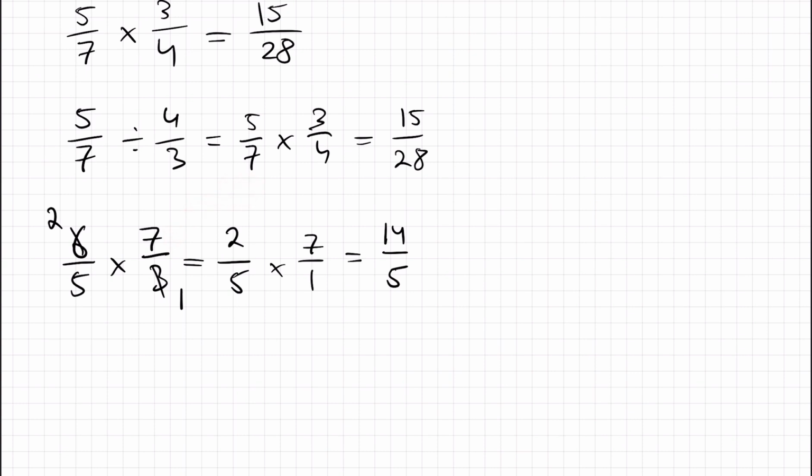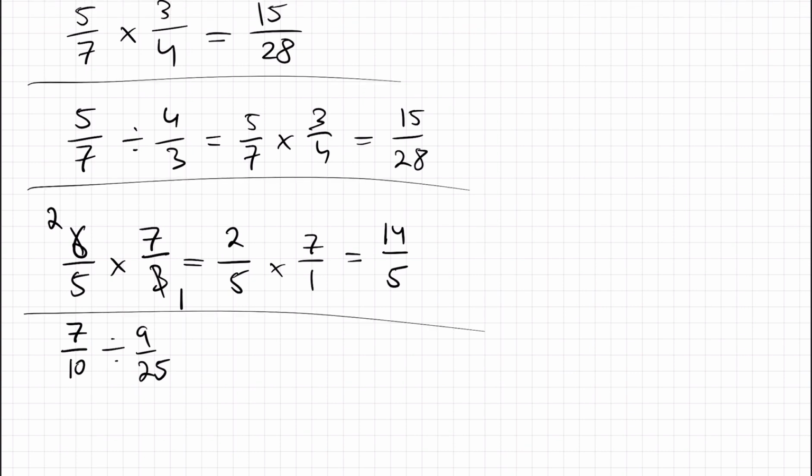So I'll come up with one more example. So let's say we had 7 over 10 multiplied by, sorry, divided by 9 over 25. So all we're going to do is follow the same step as before. So since you see the divide, you want to swap the top and the bottom. So you get 7 over 10 multiplied by 25 over 9.